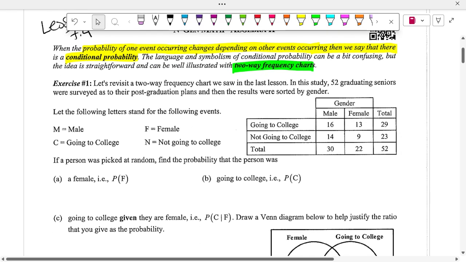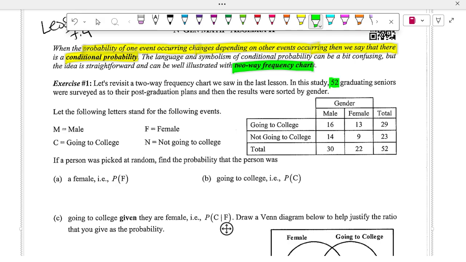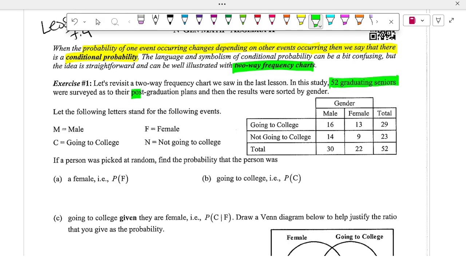Okay, this frequency table that we're about to look at is the same one that we did in the lesson yesterday. I think it was towards the end of the lesson. It's that same survey of 52 graduating seniors about their post-graduation plans, sorted by gender. So M is male, F is female, C is going to college, N is not going to college.